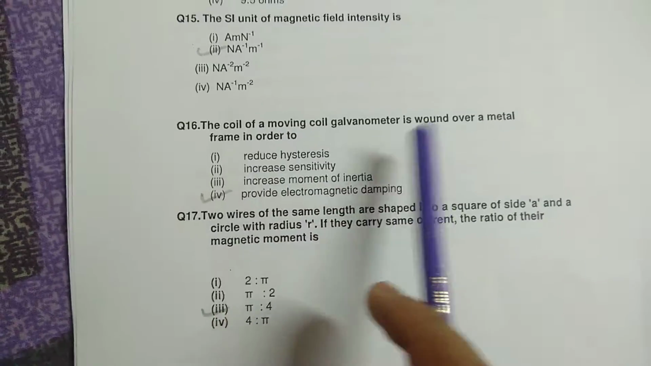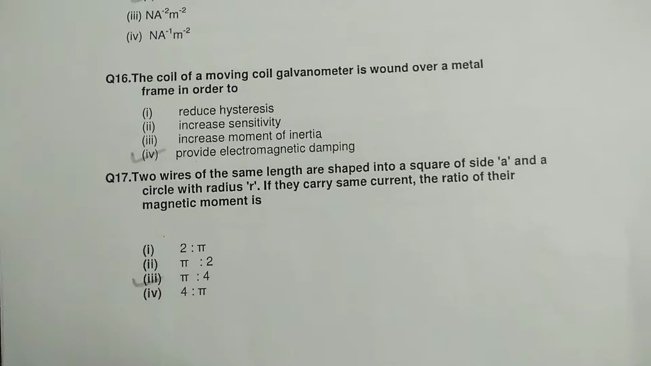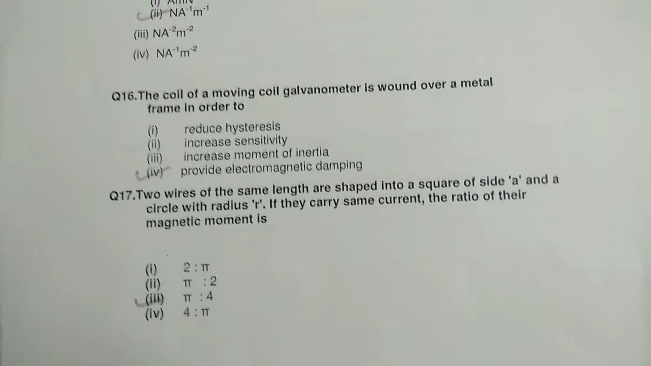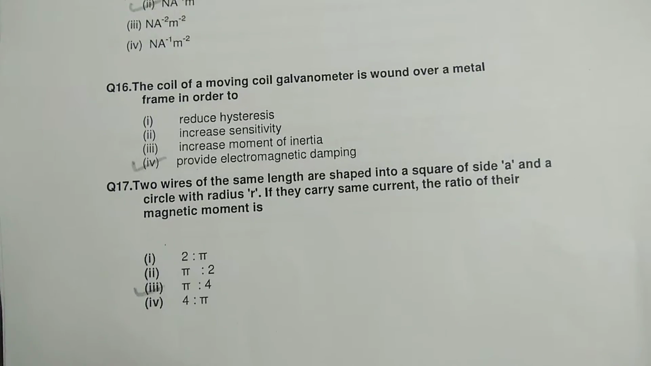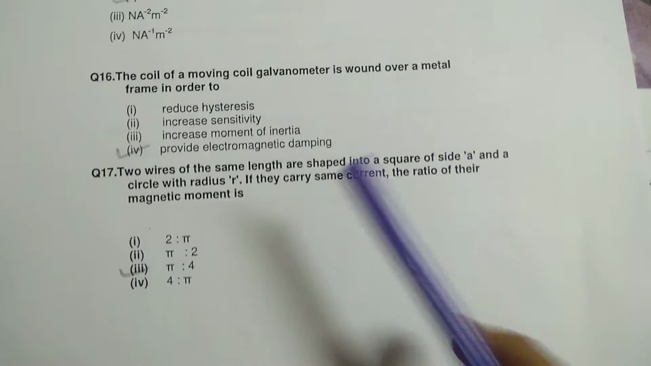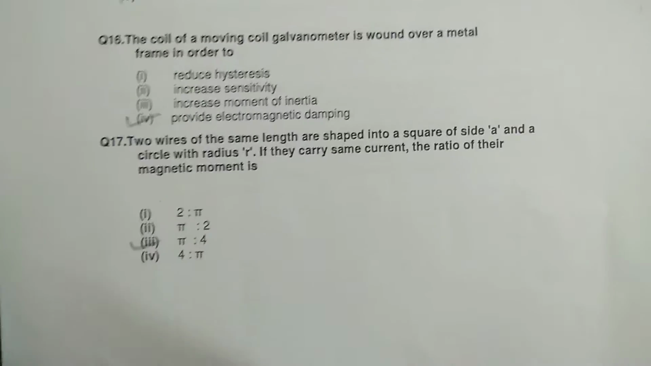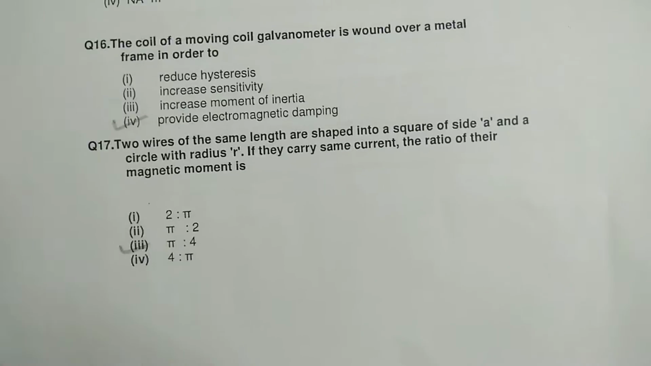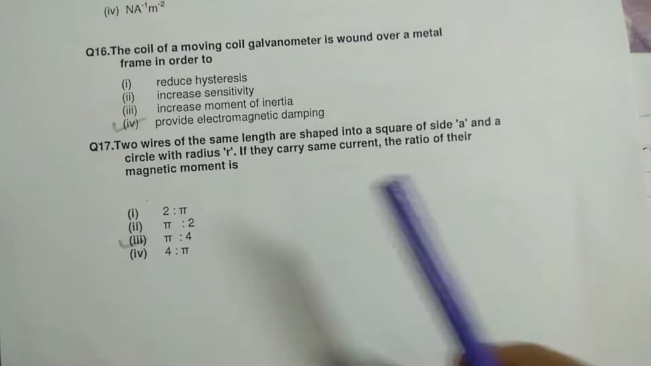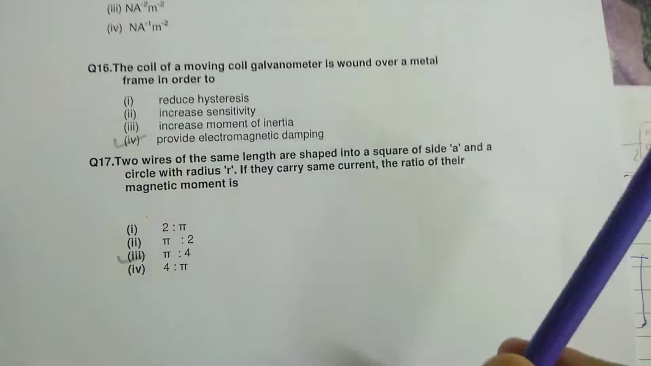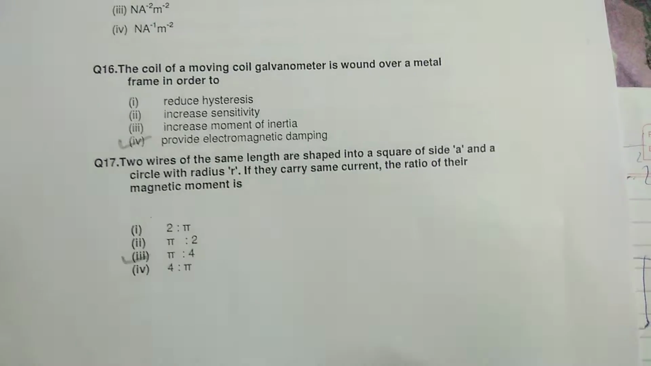The coil of a moving coil galvanometer is wound over a metal frame in order to provide electromagnetic damping. This is a factual question, I will not be able to explain the entire concept here, but you should know this. Actually electromagnetic damping occurs out of eddy currents. Eddy currents we will be covering in electromagnetic induction. I will be dropping a video on that by tomorrow or today itself. So due to these eddy currents it's happening, and electromagnetic damping means that the moving coil galvanometer will come to rest quickly.